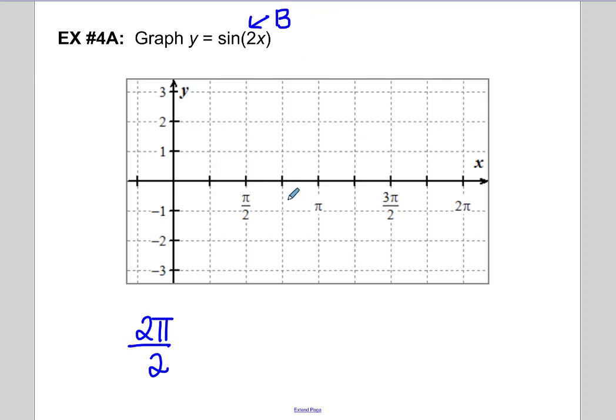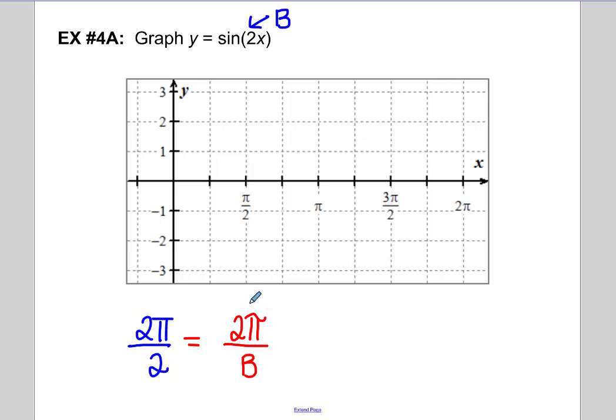We're going to get this value right here in front of the x term. That's going to be labeled our b value in the general equation. And when you want to find the period, you take the normal period of the parent and divide it by whatever b value it is to find out how you have adjusted your period.